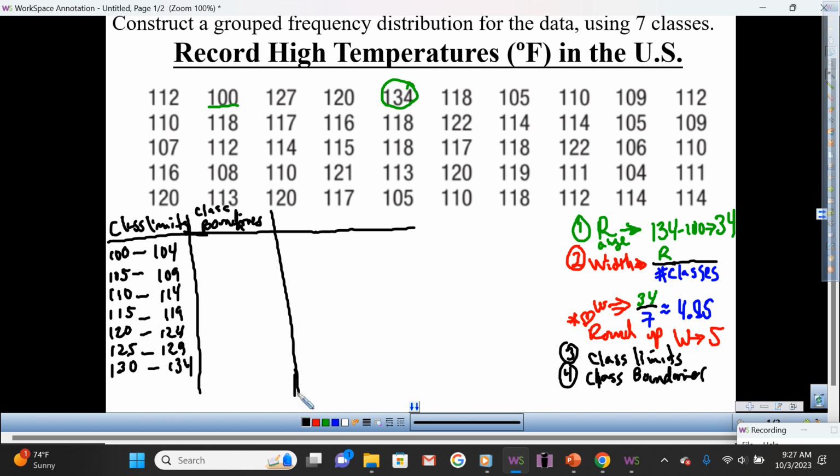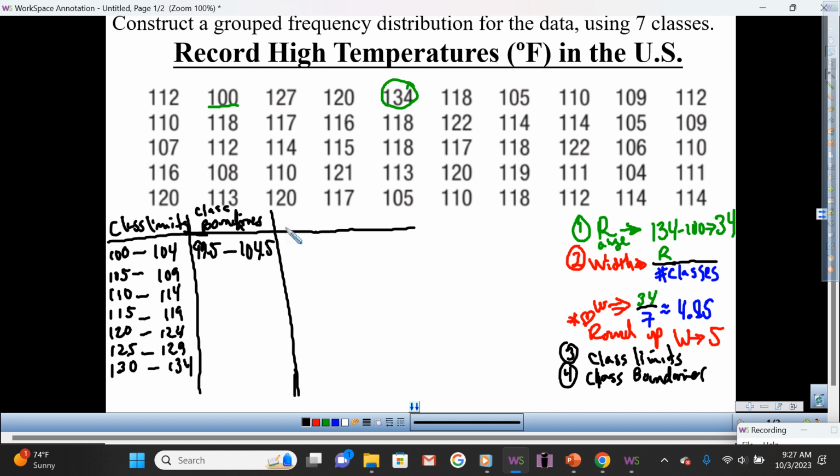All right, for class boundaries, it's usually with a decimal. I don't know if you guys noticed on the data that we worked with, they were decimals. And this is how it goes. They get it from the class limit. They start with the first number, subtract 0.5, and then the other limit, they add 0.5. So therefore, what would be my first class limit to get started? 100 minus 0.5 is what? 99.5. And 104 plus 0.5 is what? 104.5.